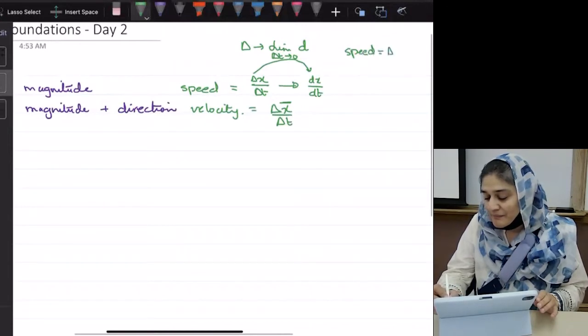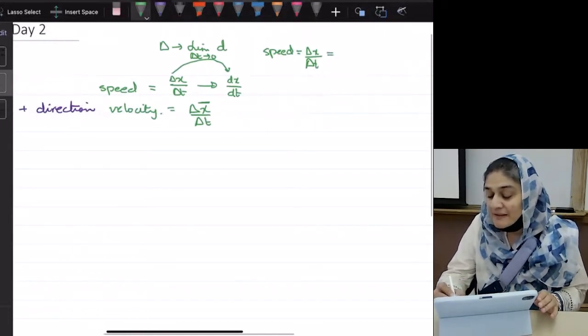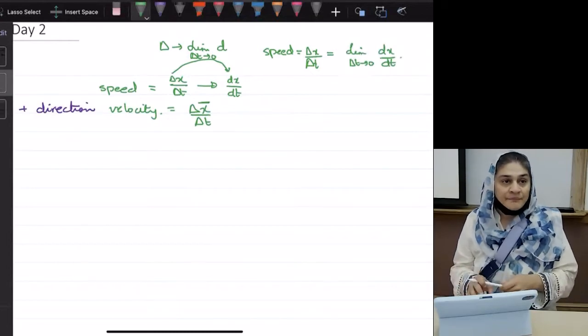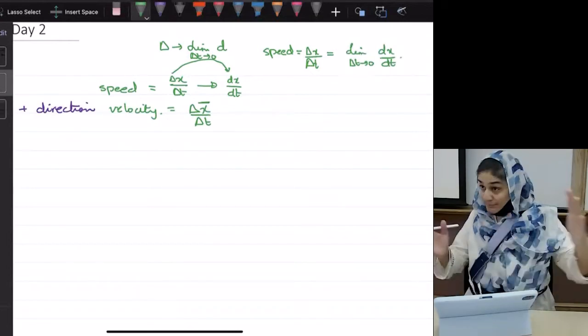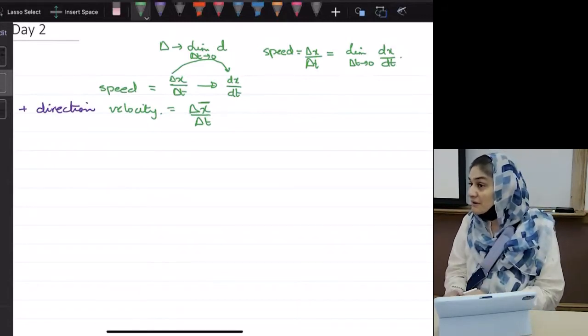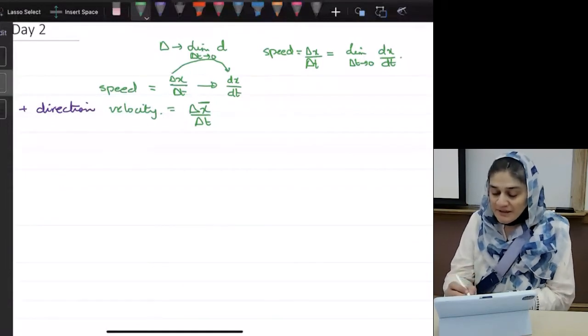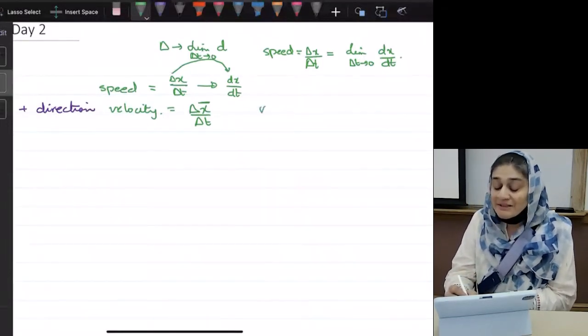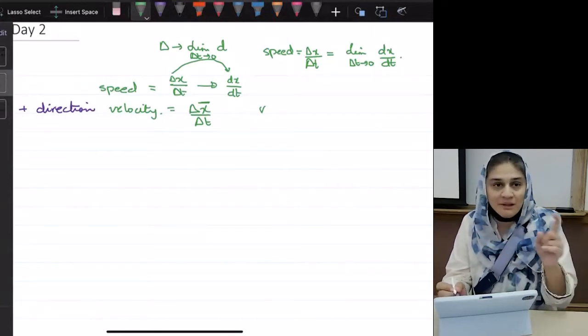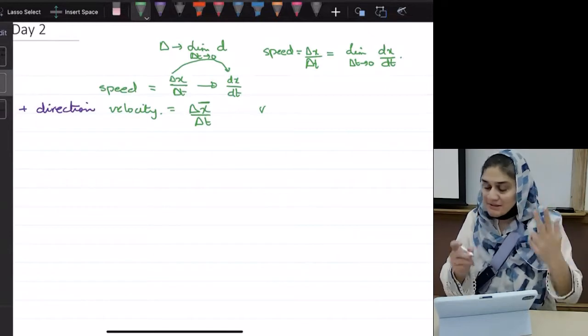Wait, does that say with delta t going to 0, right? Yep, hold on, I'll write it out. That means in the limit when delta t approaches 0, speed becomes dx over dt. Got it? All you're doing is taking the average speed and squishing it down to a smaller and smaller interval. Same thing with velocity. When the interval is small, we call it instantaneous velocity and instantaneous speed. Remember those words from intro 1?